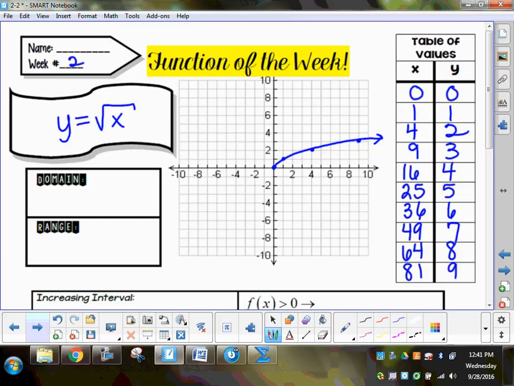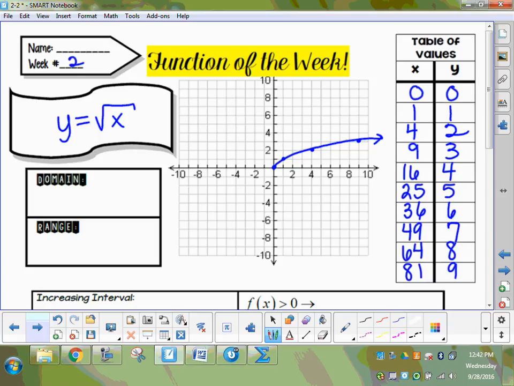What's the domain of this? Take a look at your graph. What would our domain on this end up being? Jared, what do you think? Terrific. 0 out to positive infinity. What about the range on this? Those are the y values that we use. There you go, 0 to infinity. The domain and range are the same.